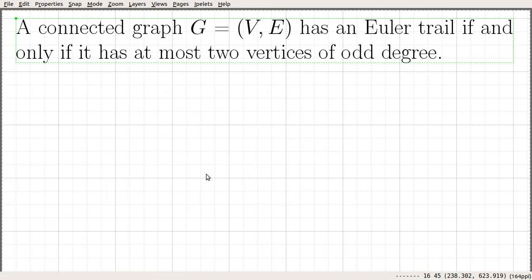In this video we are going to prove this statement related to Euler trail. The statement is as follows: a connected graph G has an Euler trail if and only if it has at most two vertices of odd degree. Before proving this theorem, let's look into an example.